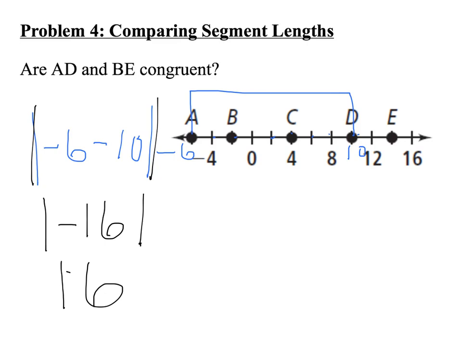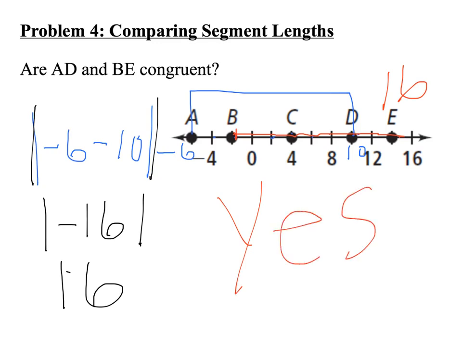I'm okay with that. So I know that each section in between, the little dashes, is 2. So if I start at B and I go to E, I want to see if that's going to be equal to 16. So if I look, here's 2, 4, 6, 8, 10, 12, 14, 16. So I just counted, yes, that's equal to 16. So my answer would be yes, they are congruent. Woohoo!